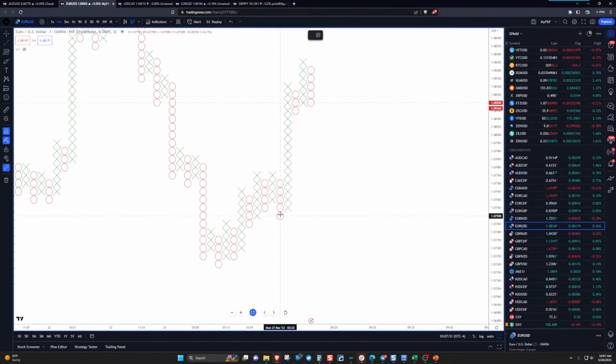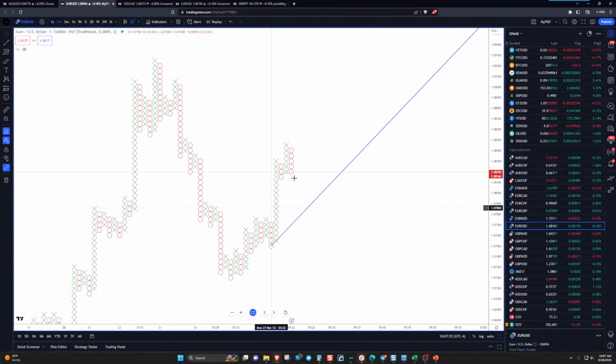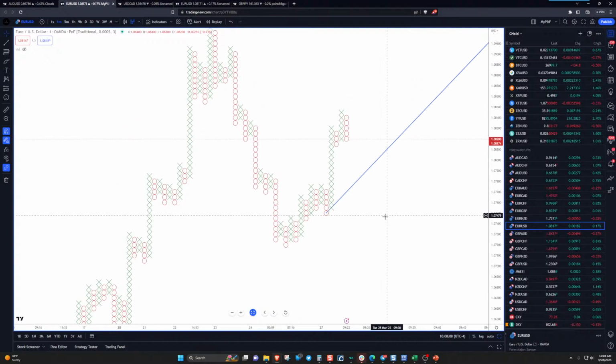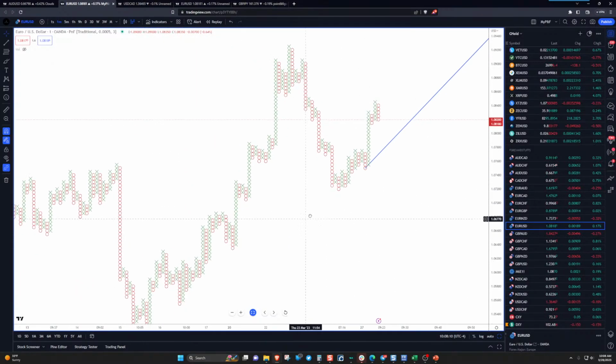But how we draw 45-degree trend lines is quite simple. We just start with this low here, and then we draw it to that next X. And to get the trend line to do this, with the trend line tool, double click on it. On style, hit extend right, extend the right line, and that will bring it across the screen. That's what you want. You want it to extend across the screen.